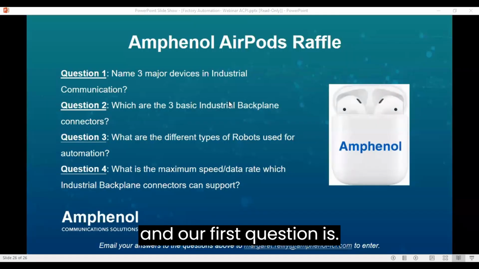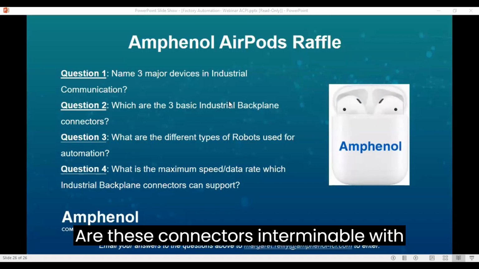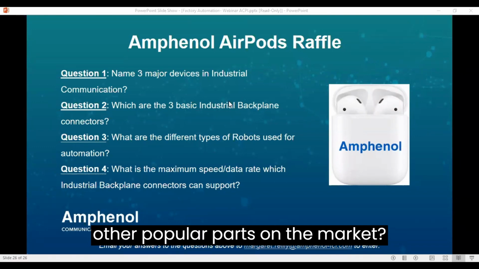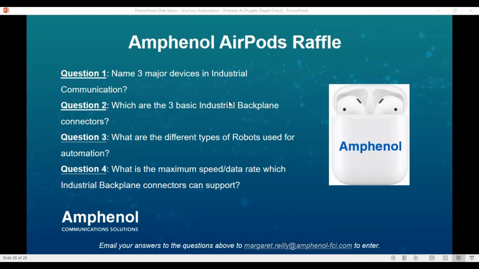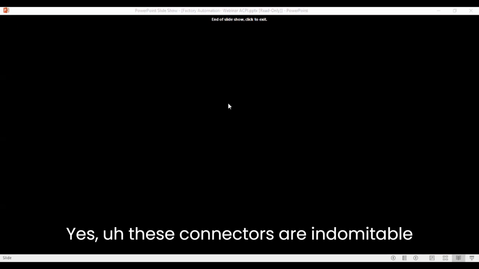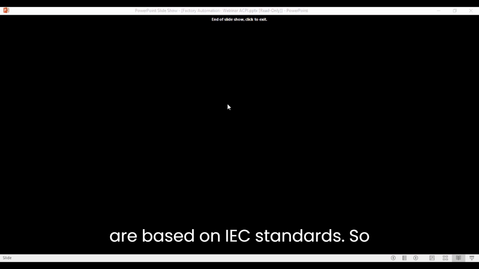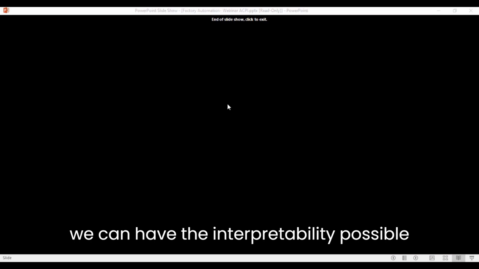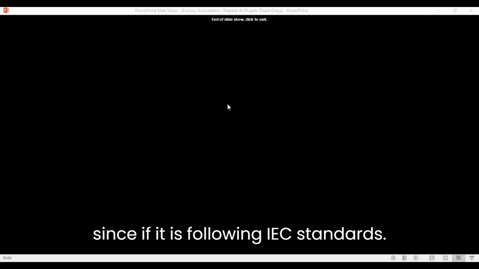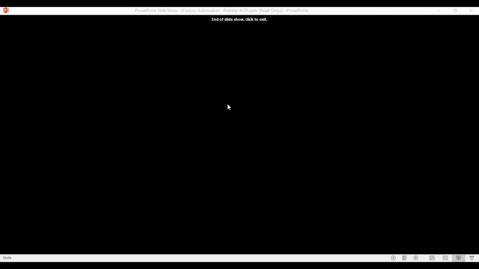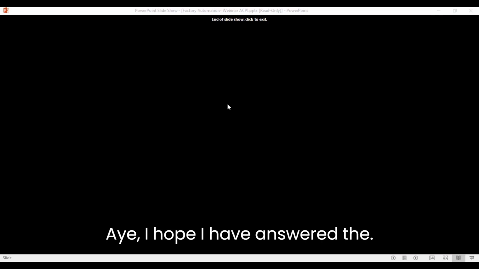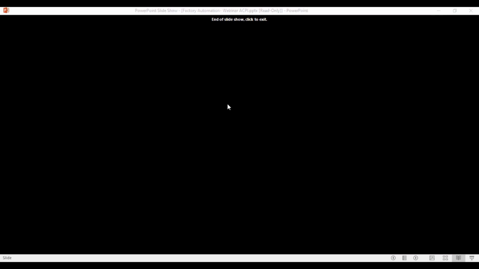Our first question is, are these connectors intermatable with other popular parts on the market? Yes, these connectors are intermatable, and all these connectors are based on IEC standards. So intermatability is possible since they follow IEC standards. I hope I have answered the question.